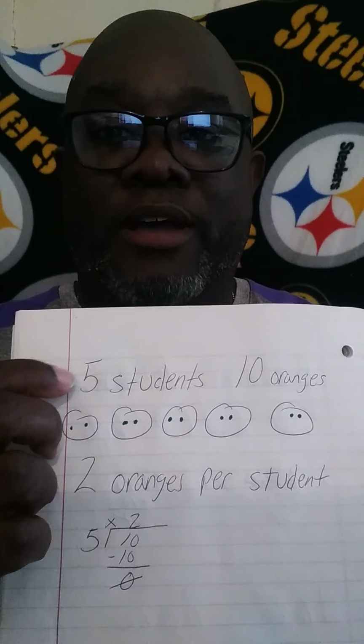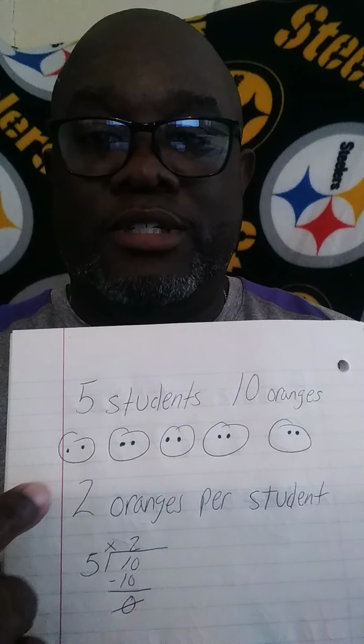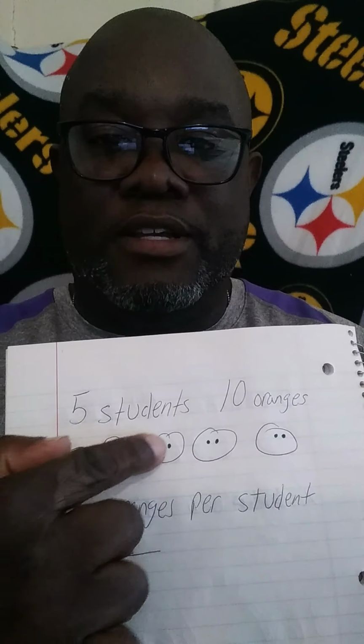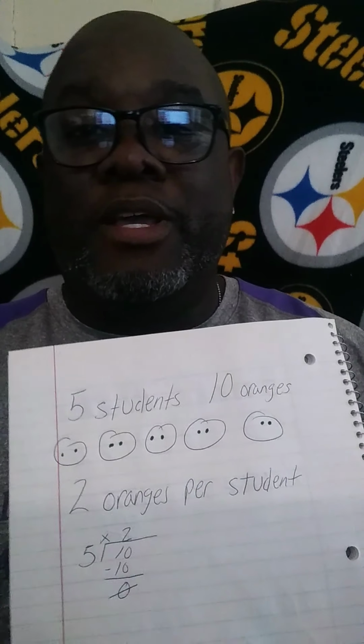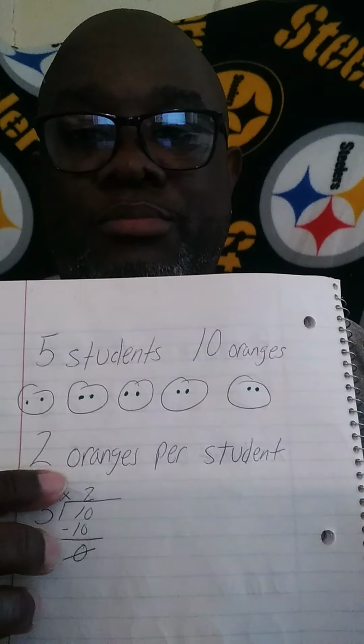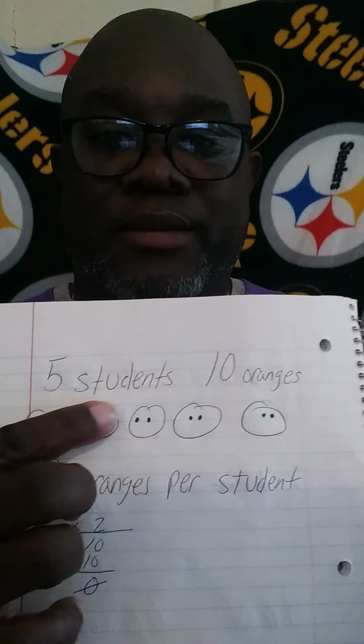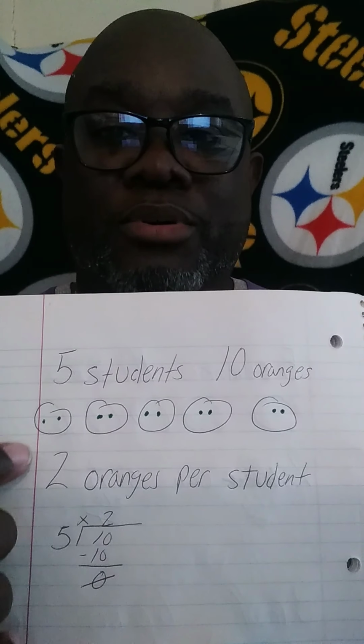But now, let's go with what I have. This is what we know. We have 5 students and we have 10 oranges. As you see, I got my 5 students. I'm not real good at drawing, so these are students: 1, 2, 3, 4, 5. And then I just worked my dots: 1, 2, 3, 4, 5, 6, 7, 8, 9, 10, and they came out to 2 oranges per student. If you count the dots, that equals 10, so it was 2 oranges per student.